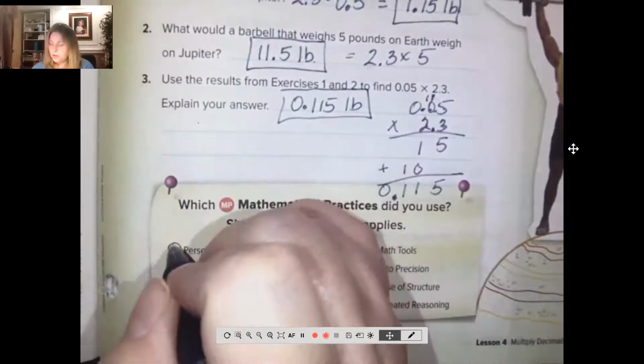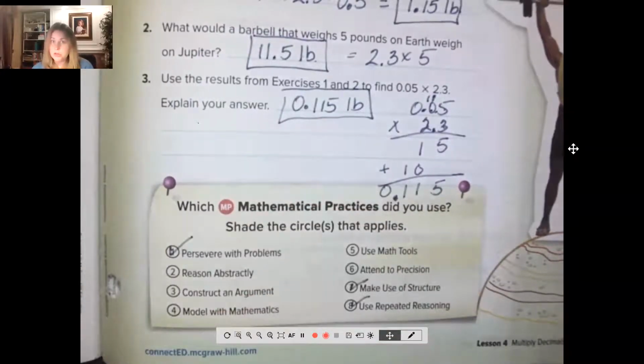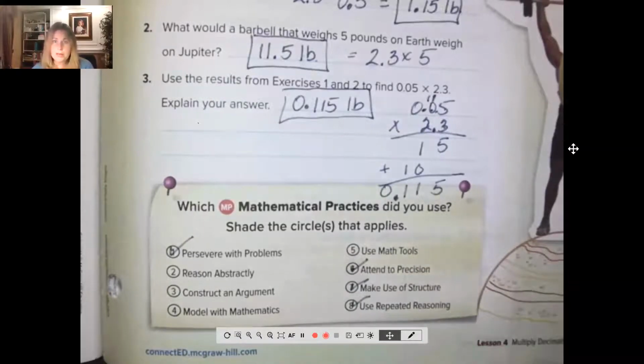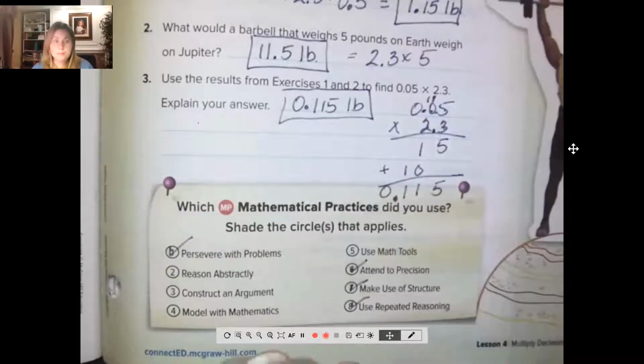We persevered. Okay, so multiplying multiple digit decimals is not really simple and easy. You do need to be very careful and precise in your numbers. Okay, speaking of precision, we have to attend to precision. We need to know our math facts. And if we don't know our math facts, we need to slow down and take the time necessary to make sure that we are multiplying correctly.